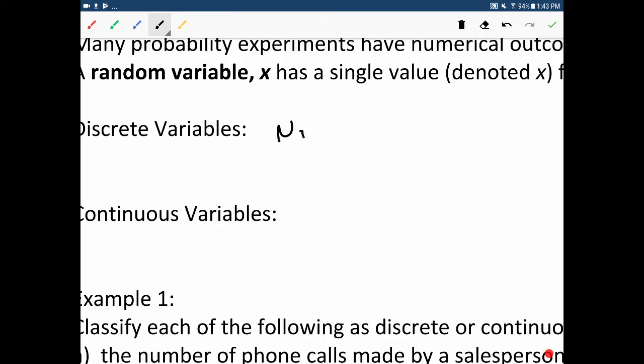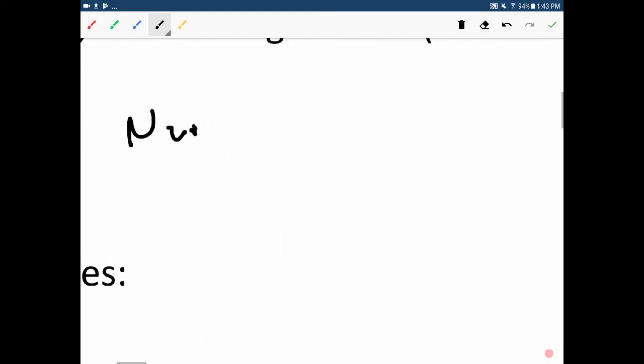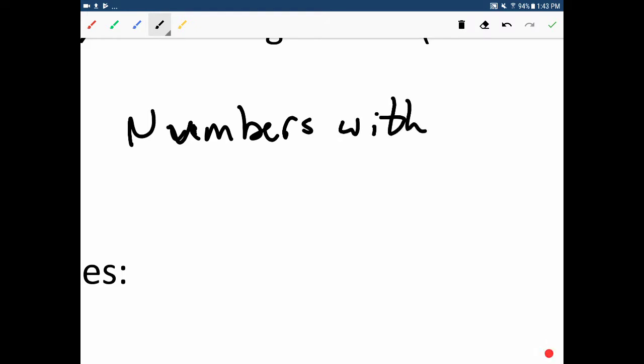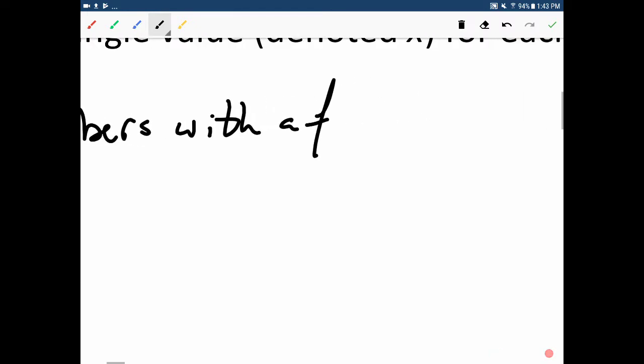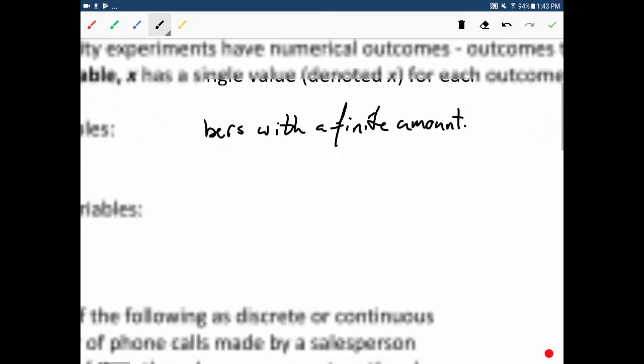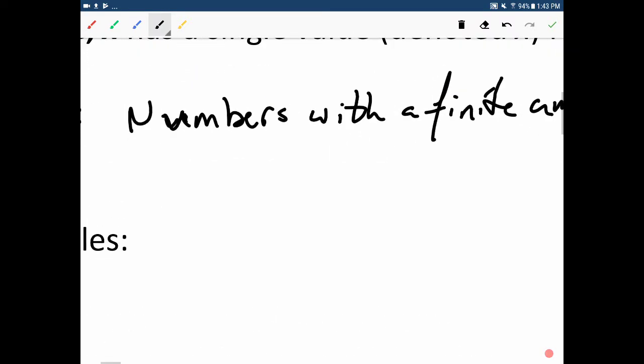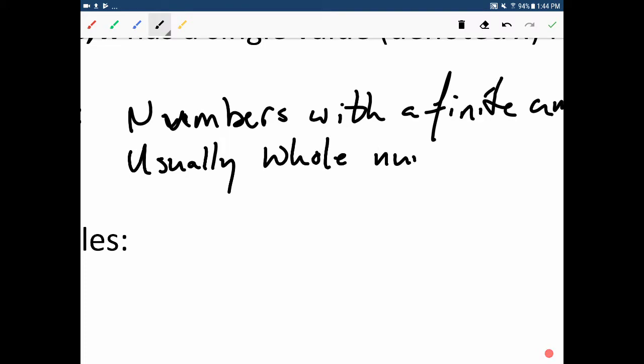Numbers with a finite amount. Usually these are whole numbers. And what I mean by this is you can't have decimals, or typically you can't have decimals.